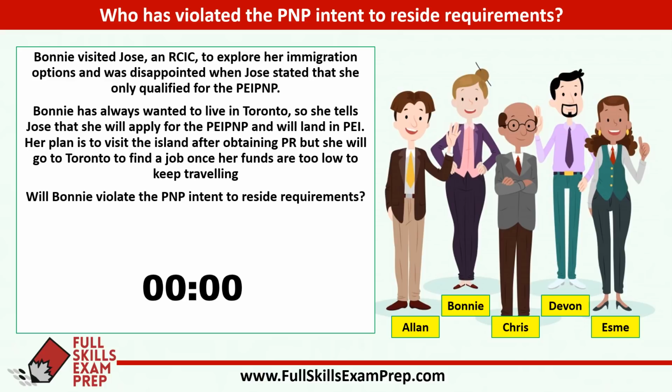So you can see we have Bonnie, who visited Jose, an RCIC, to explore her immigration options, and was disappointed when Jose stated that she only qualified for the PEI PNP. Now, this is a pretty common thing to happen in real life as well. Someone will visit you and you do an assessment and see if they qualify for anything. And the thing that they qualify for might not be the program that they want.